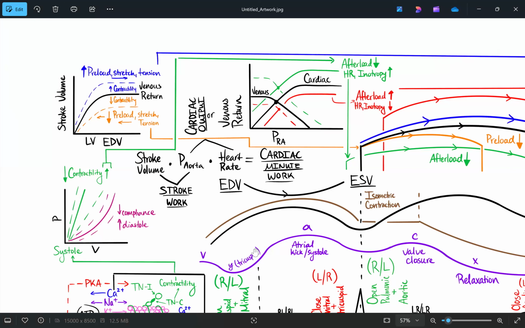And the same is seen for diastole. In diastole, you don't have as much contractility as you see in systole. So that's why the graph is all the way to the right, because there's a different relationship of pressure and volume, since you're not trying to contract, you're trying to relax.